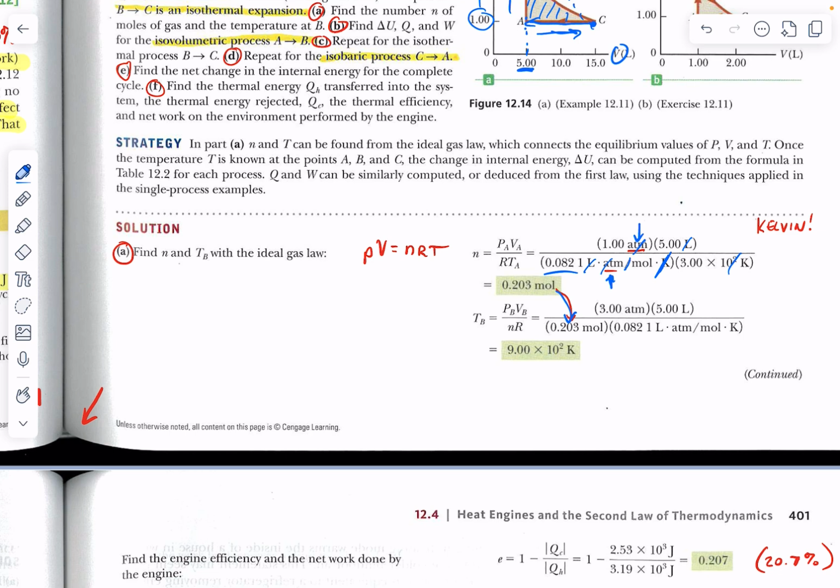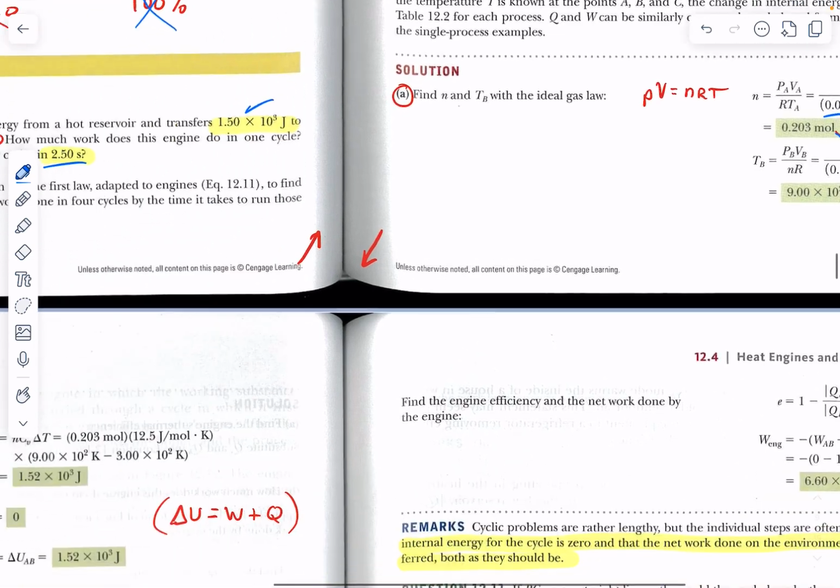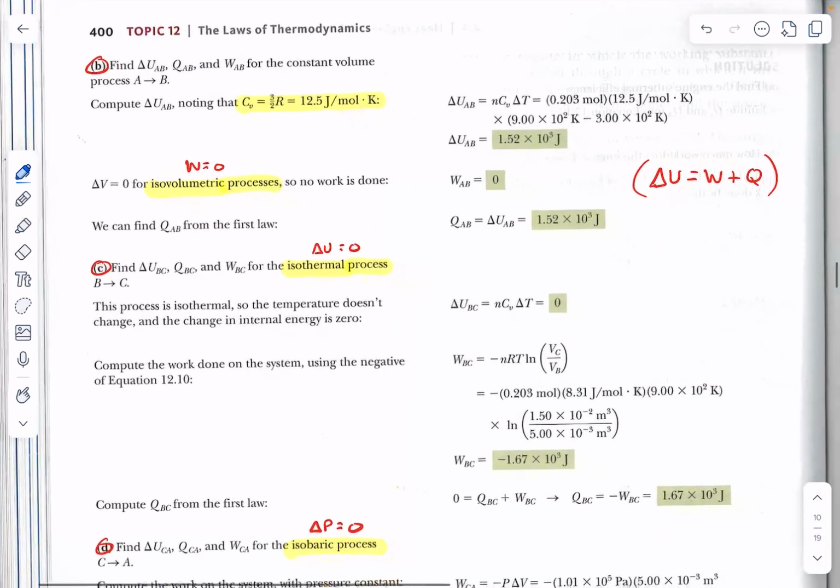Make sure your temperature is in Kelvin. If you forget and you put temperatures in Celsius, you could get some really weird answers because, of course, the Celsius scale does have temperatures that are less than 0. It gives you negative numbers. Now, find the change in internal energy.